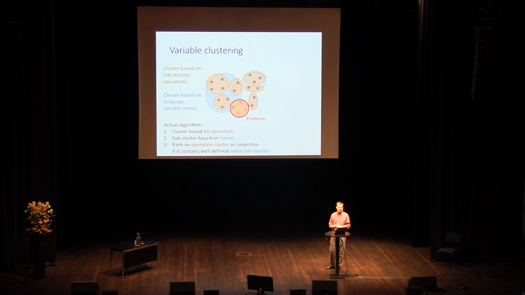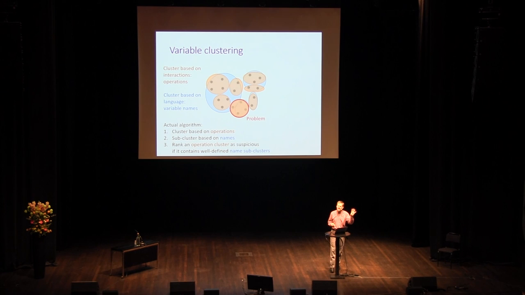What it really does is it first does the clustering based on operations. Then it does the clustering based on names, a subclustering within each cluster, not a global one. And then it looks for every name cluster, for every operation cluster, did it cluster into name clusters really nicely? And if it did, that's suspicious. So how do we do these two?